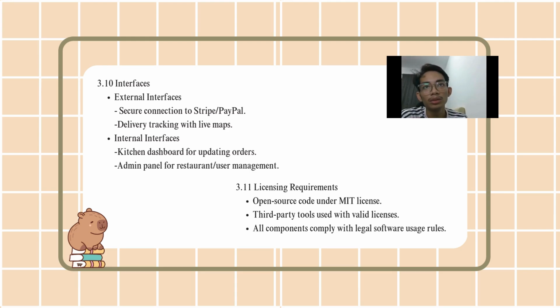Okay, so now 3.10 interfaces. There are two, which is external interfaces and internal interfaces. So the first one is external interfaces. Secure connection to Stripe or PayPal, delivery tracking with live maps. Then internal interfaces: kitchen dashboard for updating orders, admin panel for restaurant and user management.